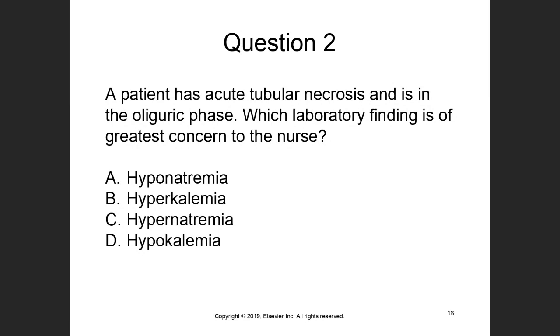What is the answer? Okay, the answer is this one, hyperkalemia. You have to remember, in the oliguria phase, the patient is not peeing, the urine output is decreased, and the patient has hyperkalemia. Hyperkalemia is special. Why? Because hyperkalemia can lead to a heart problem. When you have a patient with hyperkalemia, the first test is an EKG.